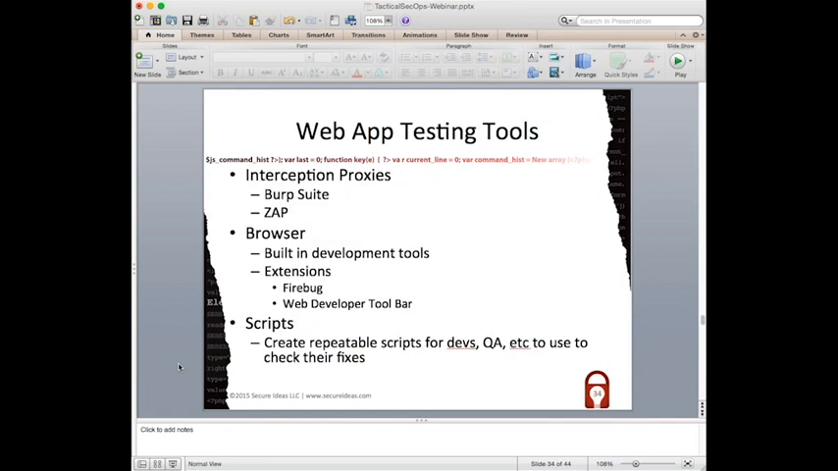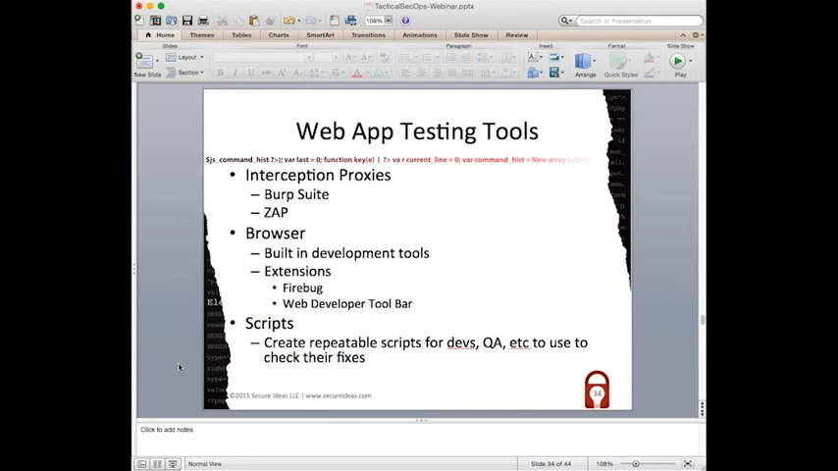Our primary tool for web app pen testing is going to be our interception proxies. So things like Burp, ZAP, security. We use Burp Suite a lot. I know some folks that use ZAP, the Zed Attack Proxy, and it is very popular as well.